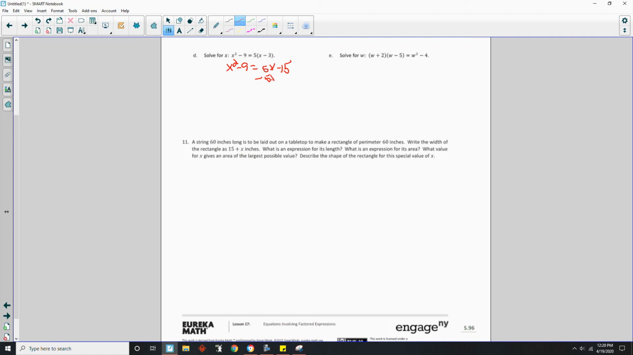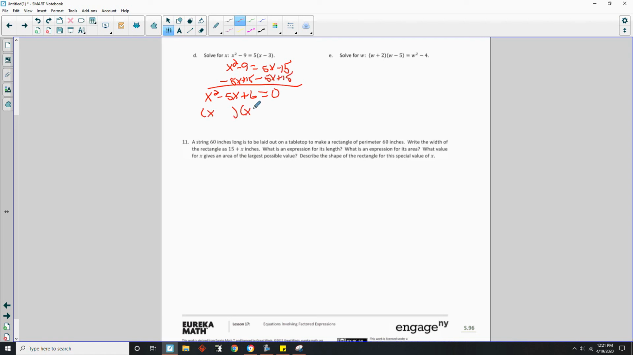Subtract 5x, add 15. Subtract 5x, add 15. And I get x squared minus 5x, negative 9 plus 15 is plus 6, equals 0.